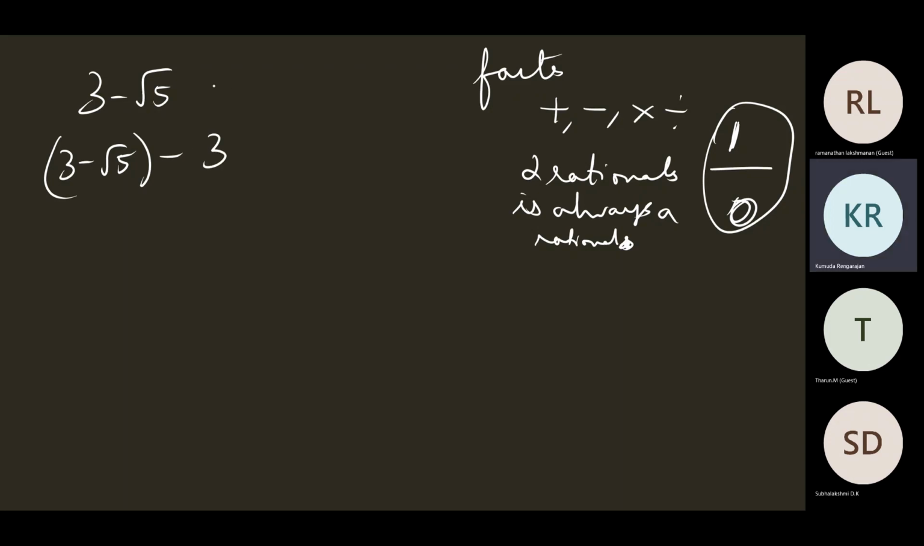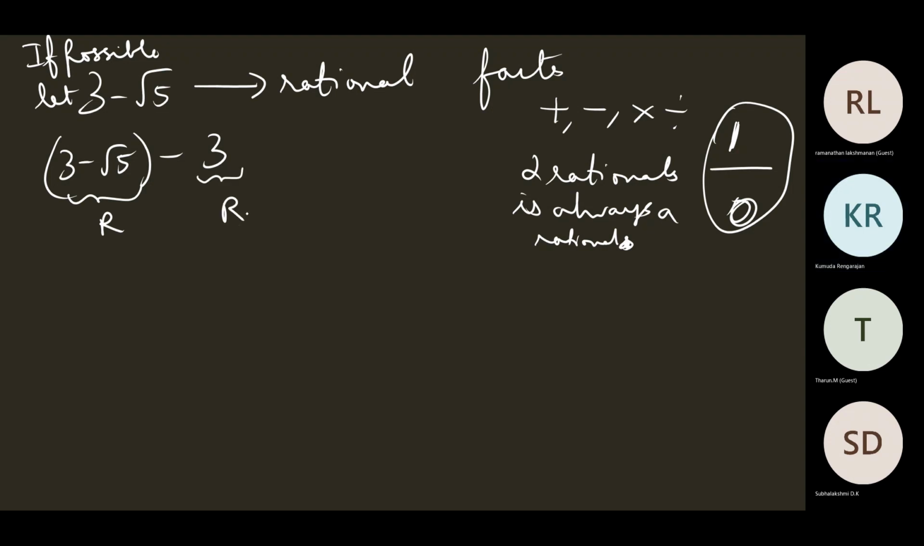Now we are assuming the opposite. If possible, let this one be rational. By our assumption, this is rational. We know that 3 is a rational number, and the difference of two rationals should be a rational. What are we getting? 3 and minus 3 will get cancelled and you're getting minus root 5.